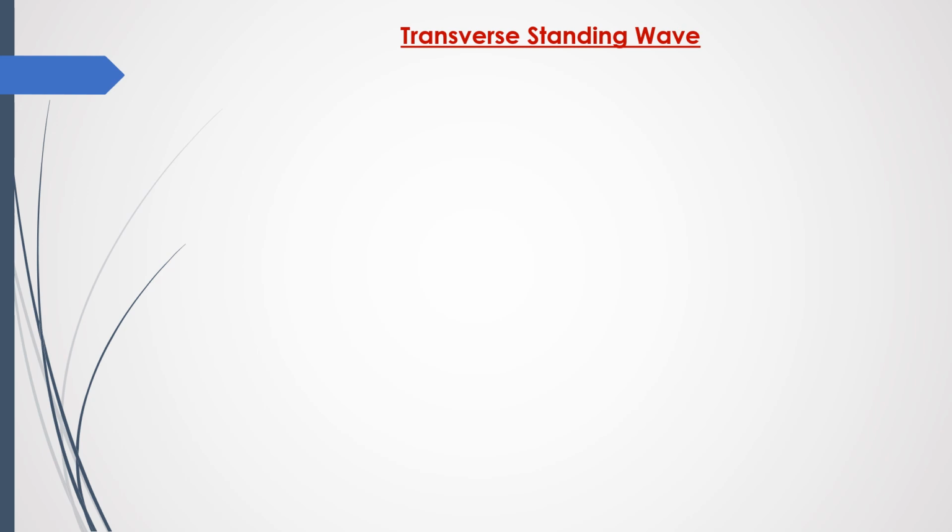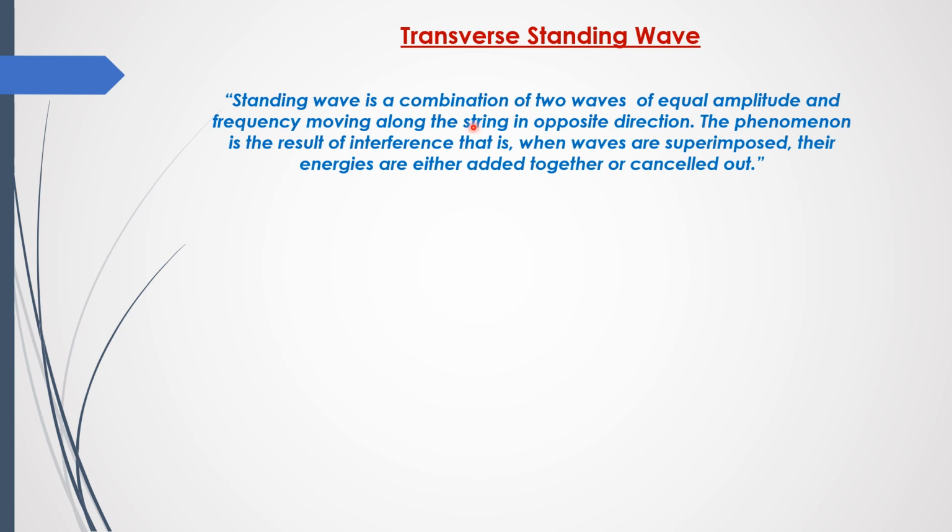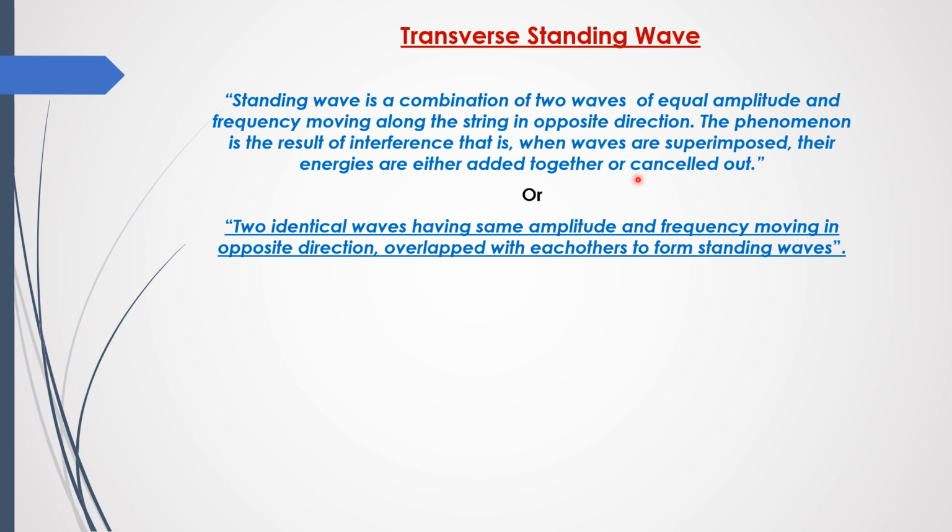Transverse standing wave. In my previous lecture, I explained transverse traveling waves. In this lecture, I will focus on standing waves. A standing wave is a combination of two waves of equal amplitude and frequency moving along the string in opposite directions. The phenomenon is the result of interference, that is, when waves are superimposed, either their energies are added together or cancel out. Or we can define standing waves in another way: two identical waves having the same amplitude and frequency moving in opposite directions overlap with each other to form a standing wave.